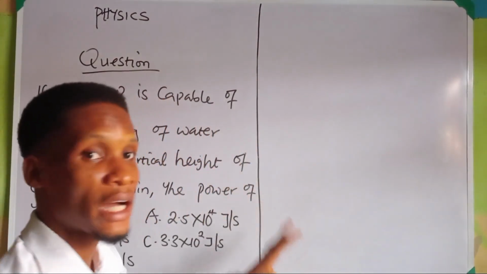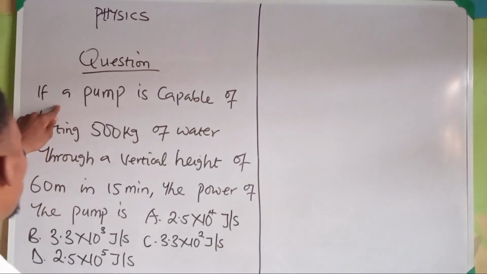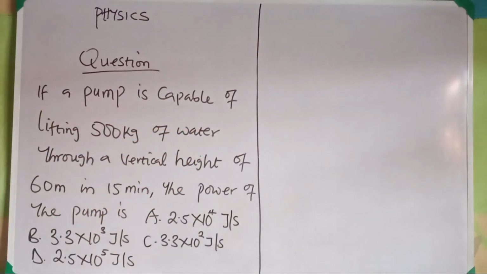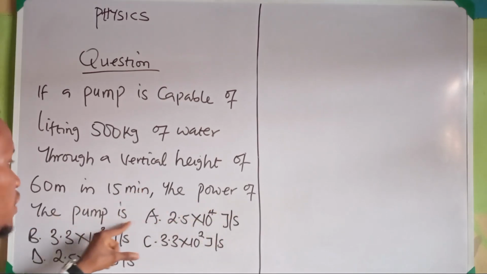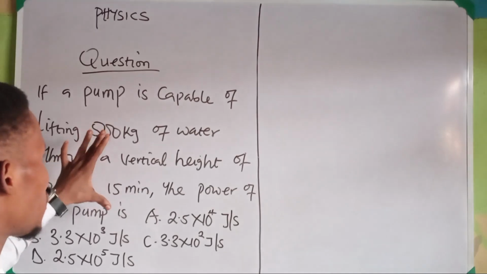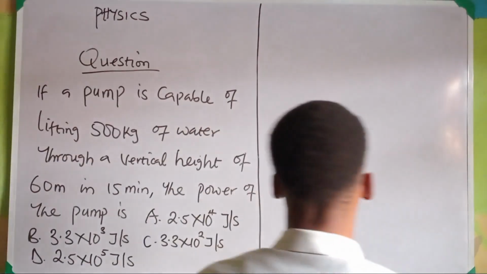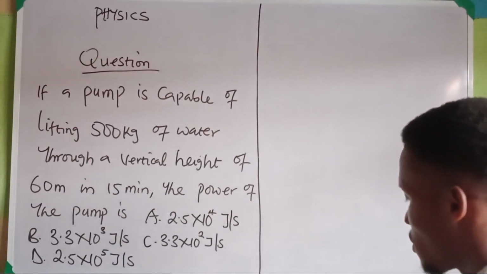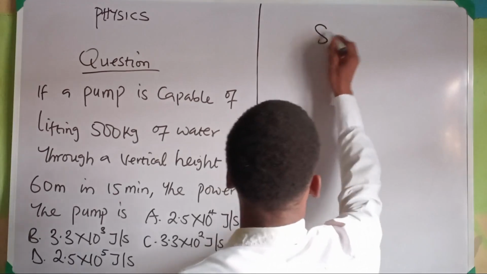So today we're looking at this question, which is: if a pump is capable of lifting 500 kilograms of water through a vertical height of 60 meters in 15 minutes, the power of the pump is, these are the options that are given. So when you're given a question of this kind, all you do is to list out the parameters, then you continue with your solving, which is we'll now write our solution.